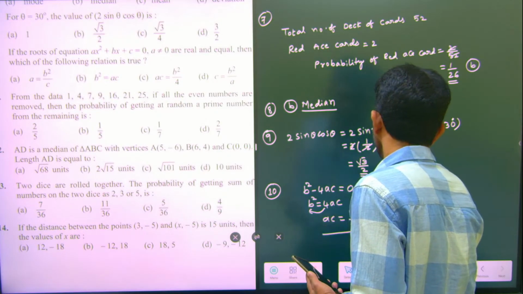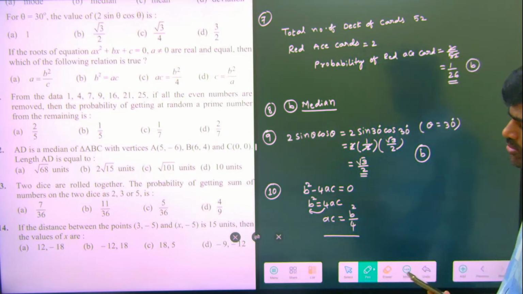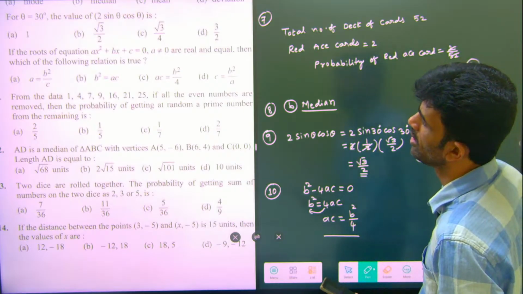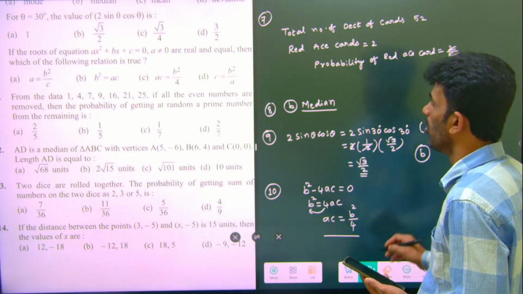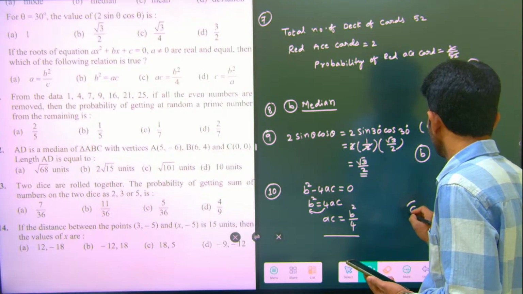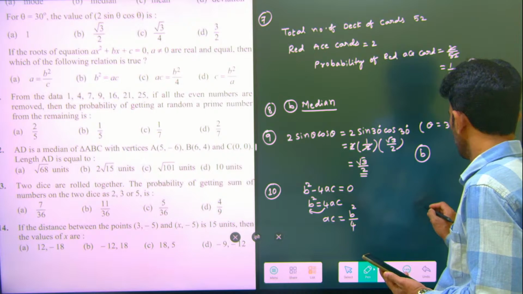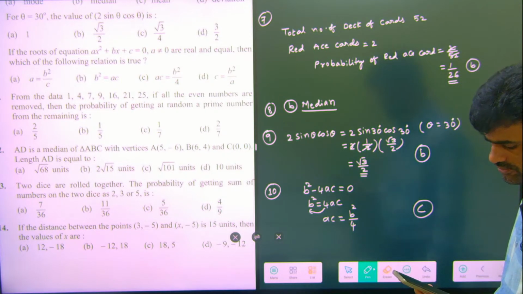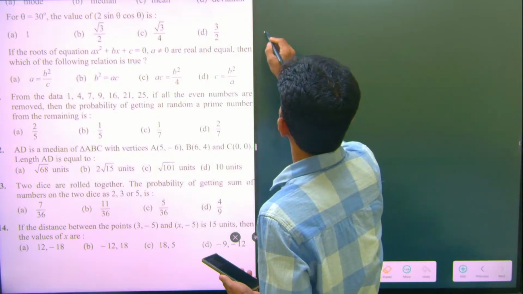We can observe this option in the given ABCD. AC is equal to b square by 4, because no other option is matching this relation. So option C is correct. Option C. Question number 10 is done. Now let's go to question number 11.